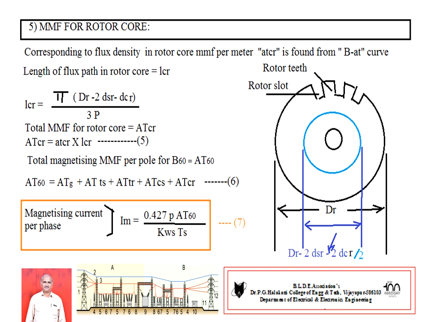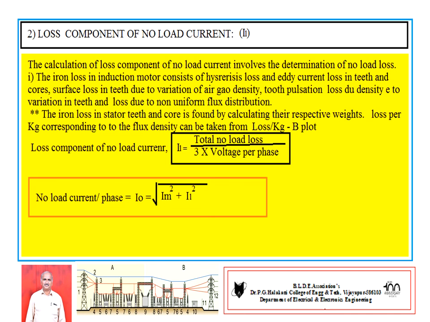Then after knowing the AT60, go for calculation of magnetizing current per phase. Im equals 0.427 times P, number of poles, times AT60 divided by kWs into Ts, where kWs is stator winding factor, Ts stator turns per phase. So next we have to go for calculation of no load current, the loss component of no load current, IL.